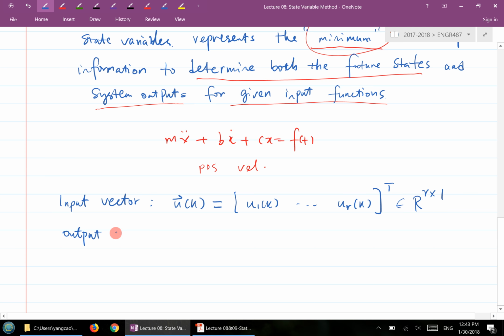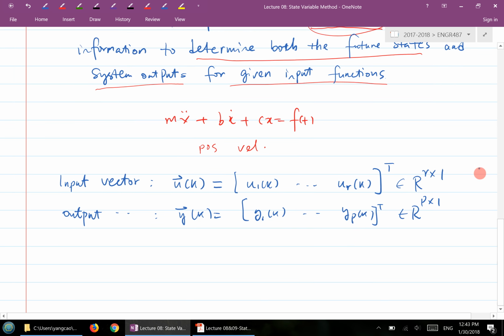And we have the output vector here, y1 of k to yp of k, and that's also real. So this is a p by 1 vector.